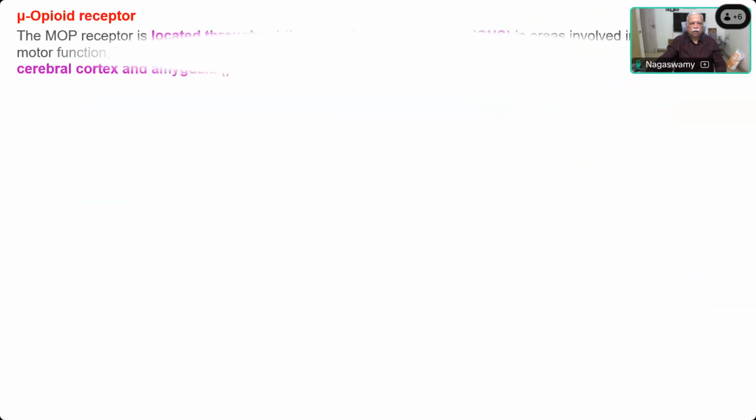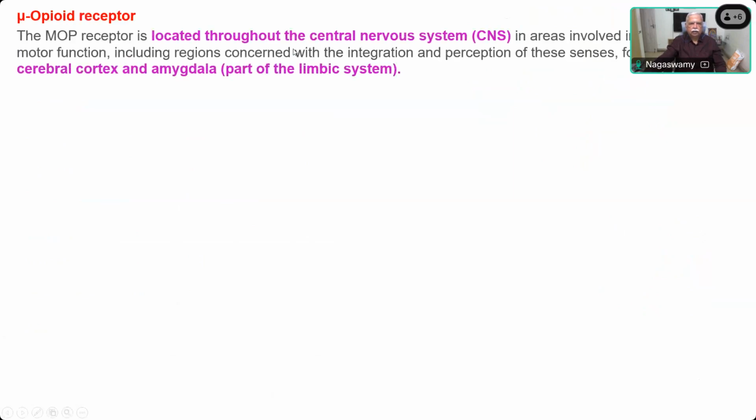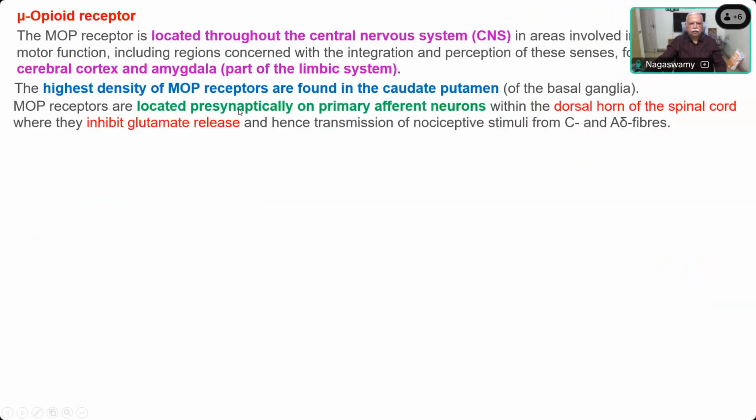And individually, the mu opioid receptors are located throughout the central nervous system, and they are more present in the cerebral cortex and amygdala, and their highest density is found in the caudate putamen. They are present in the presynaptic area of the primary afferent nerve and within the dorsal horn also, and they inhibit the glutamate release, that is the transmitter substance which is present throughout, and hence transmission of nociceptive stimuli from C and A delta fibers is reduced.